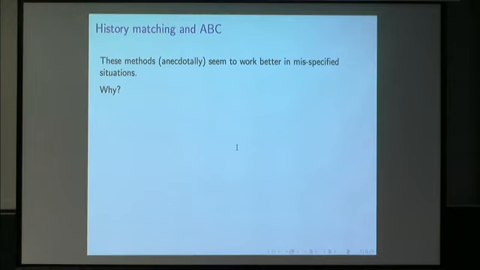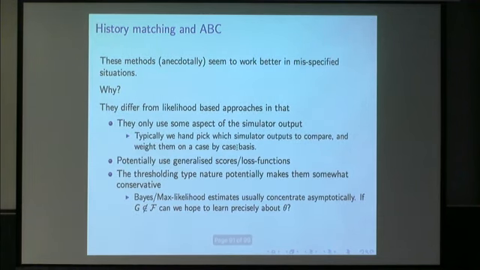So I have three thoughts, if you like. The first two aren't really very controversial, I think, but they differ from a full likelihood-based analysis. Firstly, they only use some aspect of the simulator output. They typically hand-pick summaries. In ABC, we pick our summary statistic, and that gives you a great amount of power in saying the simulator's good at this, not so good at this. I'm going to downweight this aspect of the output, and put great emphasis on this aspect of the output. And history matching does exactly that.